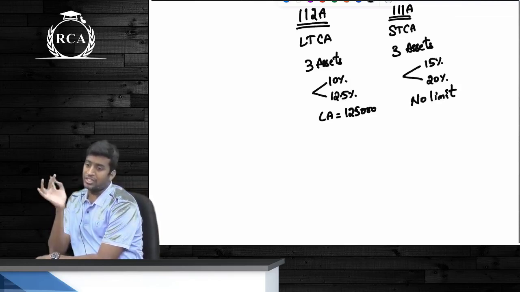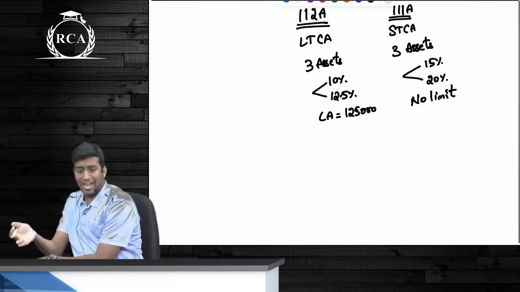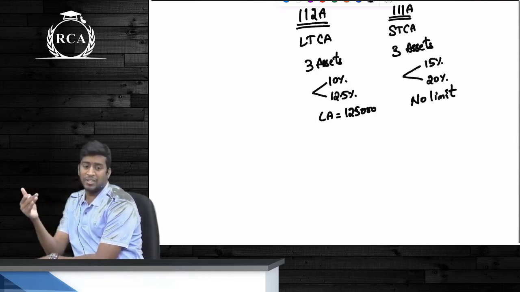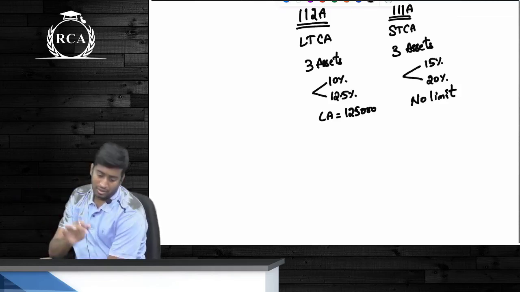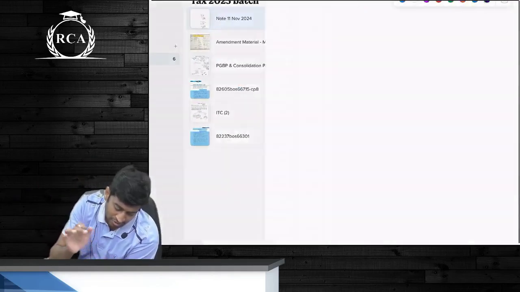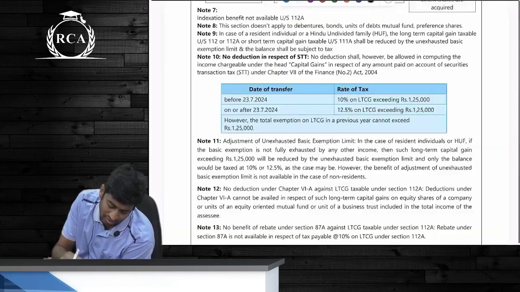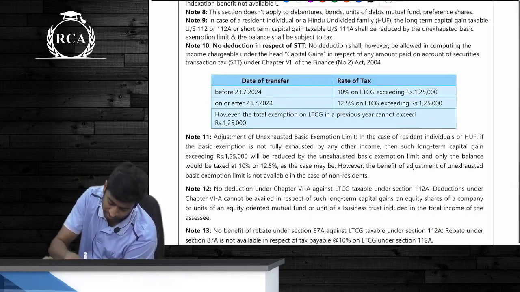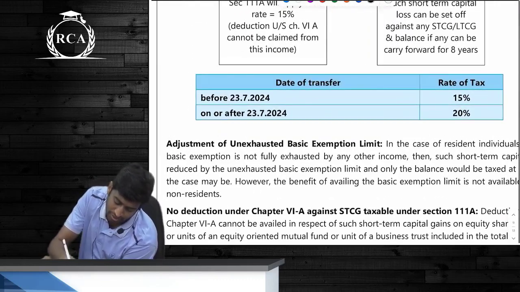So what is the change in 111A now? It is 15% up to some date. Post that, the tax rate has been increased to 20%. Please understand. I guess on the next page in your material you will find that. This is the amendment.